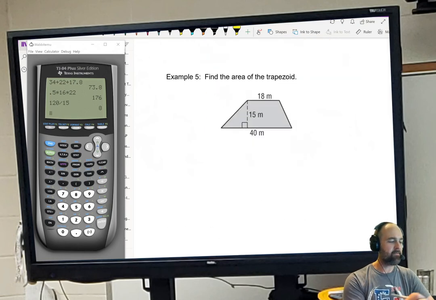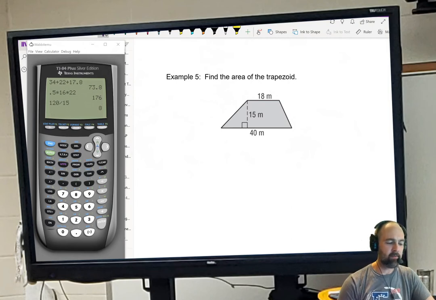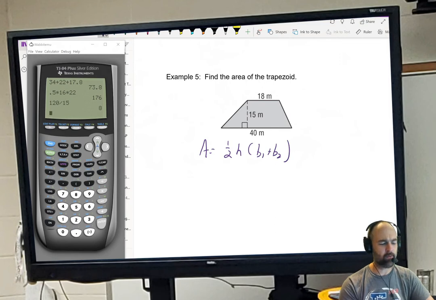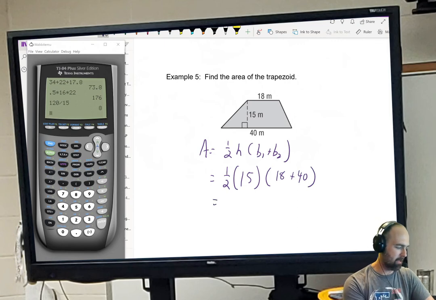But anyway, find the area of the trapezoid. Notice this one doesn't want perimeter, just area. Find the area of the trapezoid. Area equals 1/2 times height. Let's make that look like an H. Times base 1 plus base 2. Again, whichever one is base 1 or base 2 doesn't matter. 1/2 times height here is 15, times base 1 is 18, plus base 2 is 40. And I can go and type that in the calculator directly like it is.